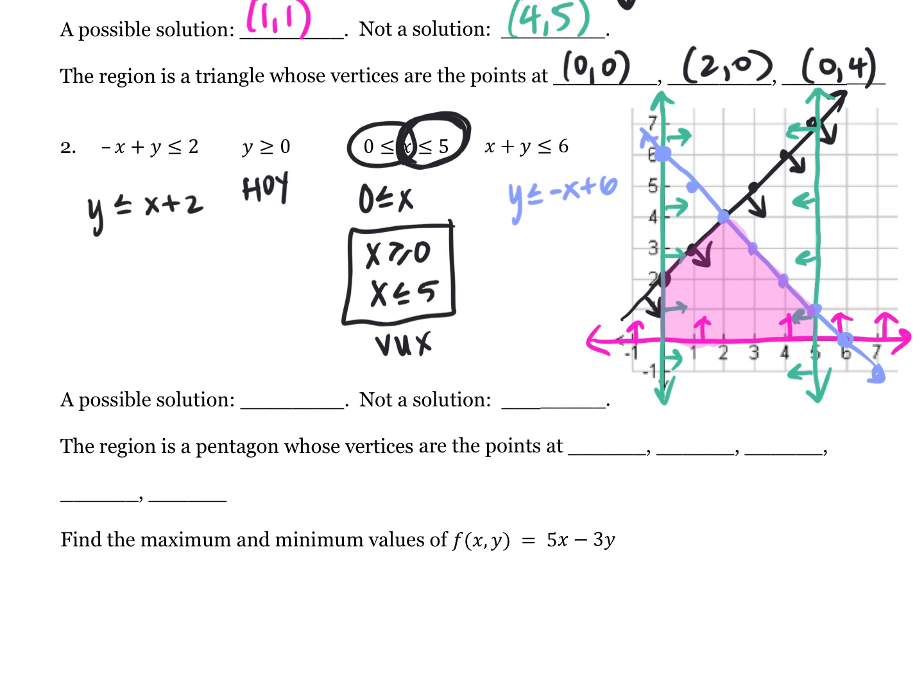Give me a possible solution that's in this little pig's house. 2, 2. I love 2, 2. Not a solution? What about 4, 3? What about 3, 0? 4, 3 is not. What about 4, 2? Yes. Yeah, it's on the line. That's okay, so it is a solution. Fine with that.